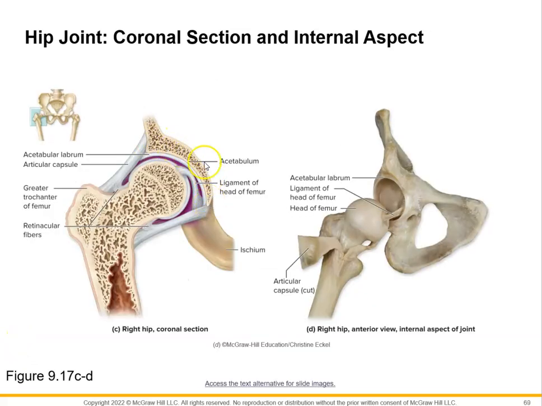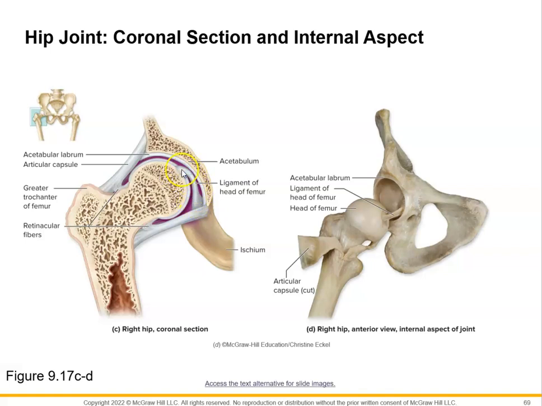So here you can see the acetabulum of the hip, and here's the head of the femur and the neck of the femur. You can see the articular capsule surrounding the head and neck, and here are those retinacular fibers that reflect back, right, and contain that arterial supply for the head and neck. And here's the ligament of the head of the femur.